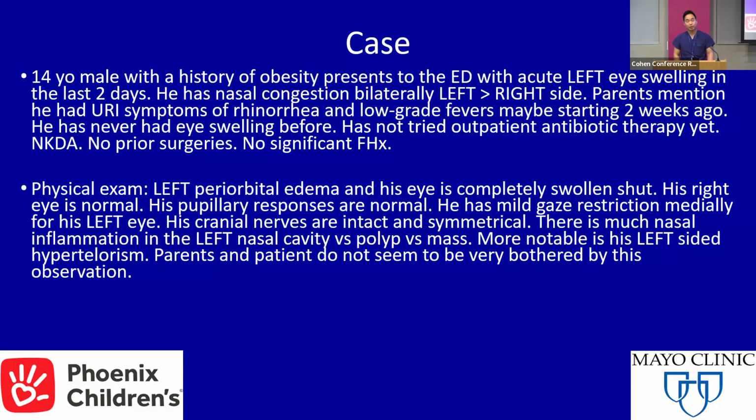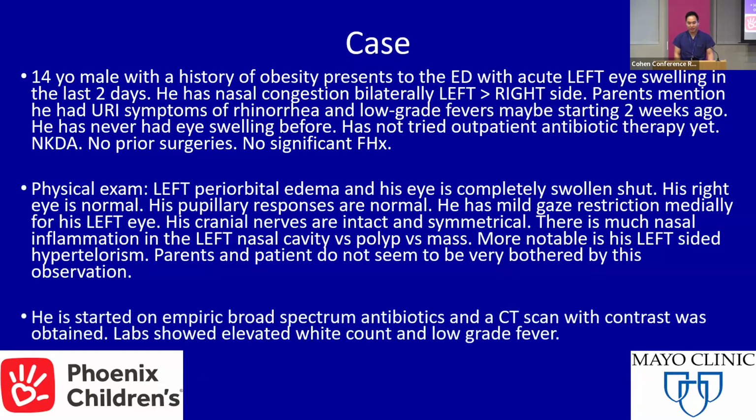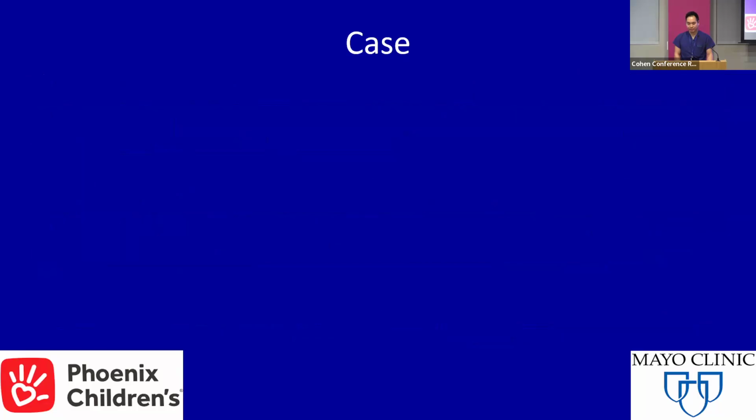And most notable is his left hypertelorism, which was kind of weird because I asked the parents and the patient, like, your left eye is really, really displaced to the left side. How long has this been going on? They seemed very not concerned about it. So he was started on broad spectrum antibiotics without a CT scan. His lab shows elevated white count.